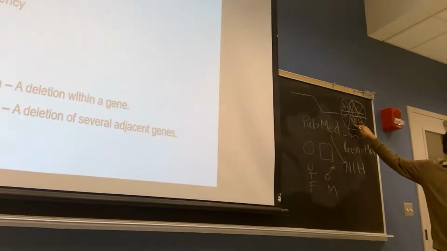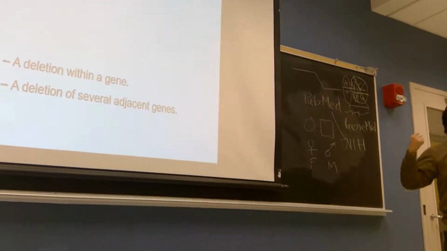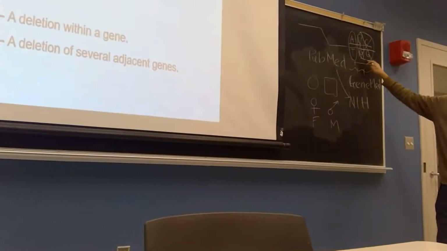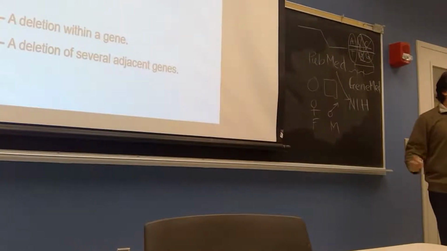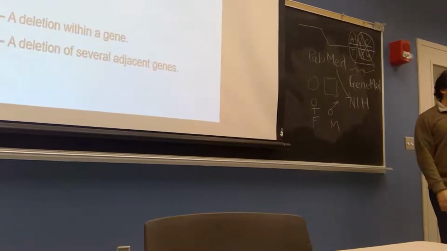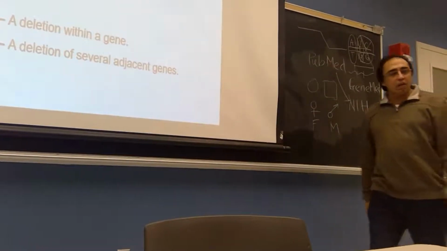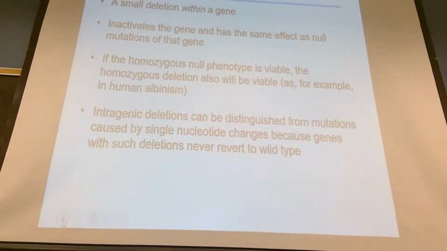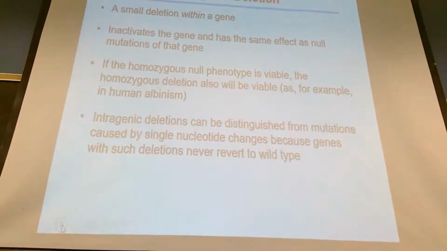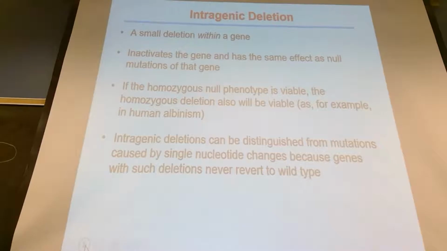If this part is deleted, suppose, then the chance is that it will code a different kind of amino acid than in the original condition, or it will not code that amino acid at all. There is no way around it. So the polypeptide chain will be different, and that inactivates the gene, which has the same effect as a null mutation of that gene. A null mutation is almost lethal. There is no gene there.